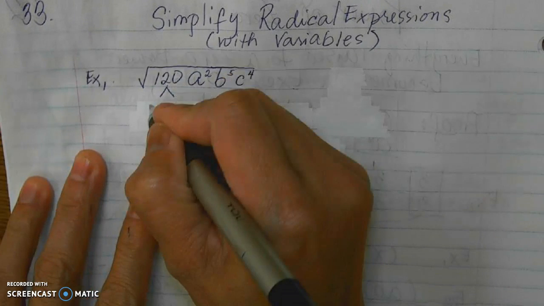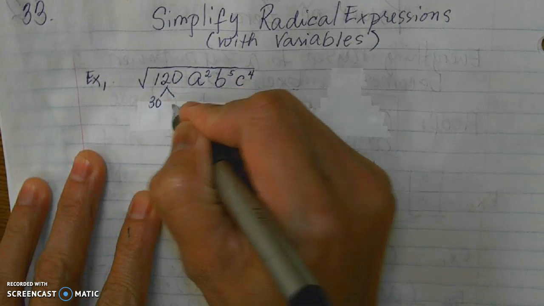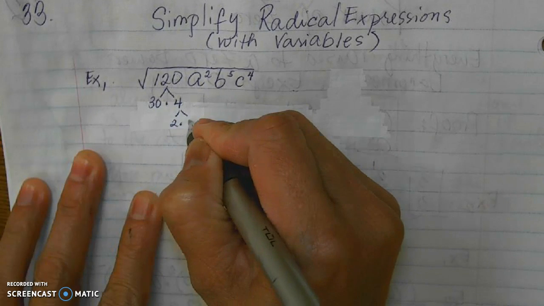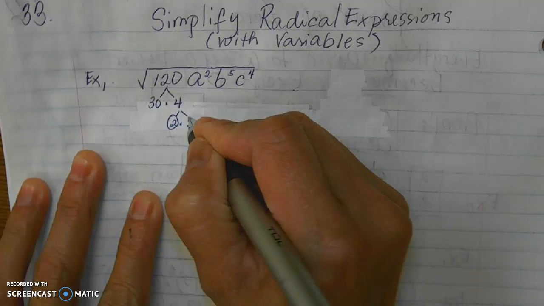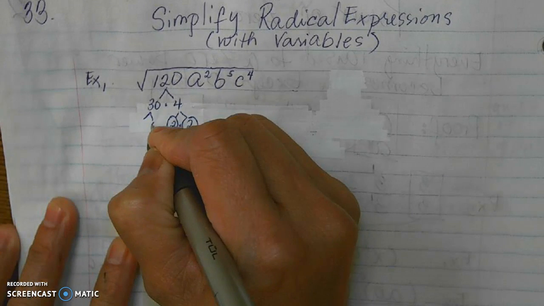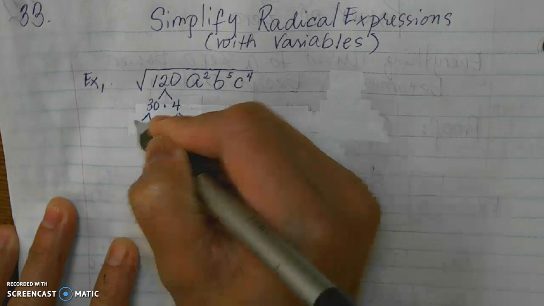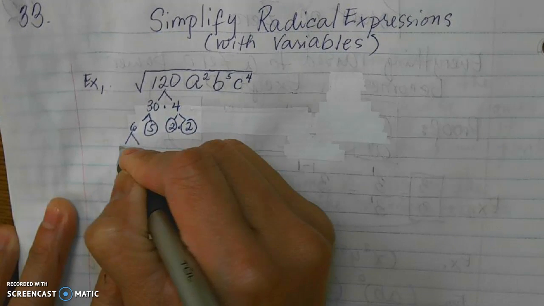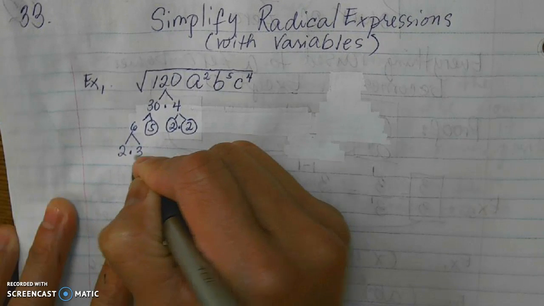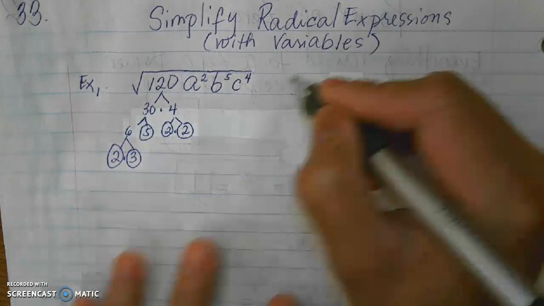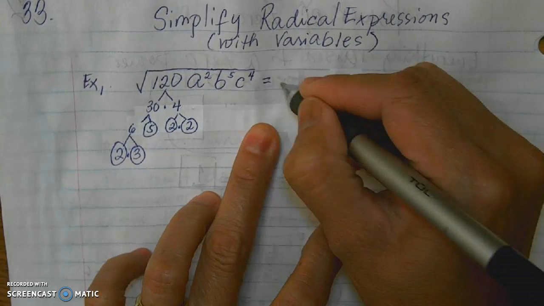And that can be broken into 30 times 4. 4 can be broken into 2 times 2. And those are prime, so you can circle them. And 30 can be broken into 5 times 6. 5 is prime. 6 can be broken into 2 times 3. Those two are prime. So now, let's write them here.